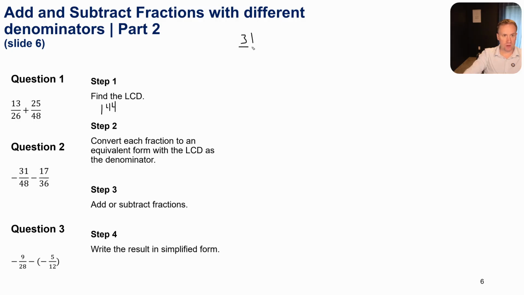So I have negative 31 over 48 now. That's a negative fraction. And I have 17 over 36. That's the positive form of the fraction. And what we are now going to multiply this by is 48 times 3 to get to 144, and then multiply that by 3. And then for 17 over 36, I'm going to multiply this by 4 and this by 4.